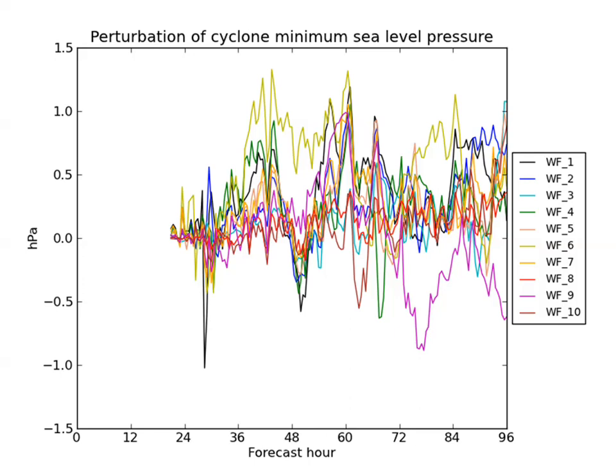But you can see evident between hours 72 and 84, wind farm member 9 actually increases the intensity of the cyclone. And this was interesting because at this point the cyclone was mature, and it was actually moving through this wind farm between hours 72 and 84, when we see an increase in the intensity of the cyclone.